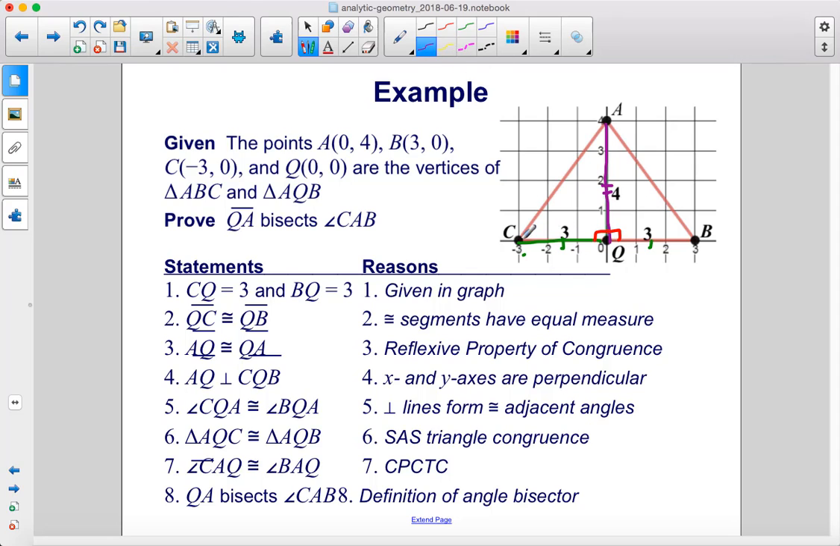Therefore, angle CAQ here is congruent to angle BAQ here because corresponding parts of congruent triangles are congruent. Therefore, QA bisects angle CAB because that's the definition of an angle bisector.